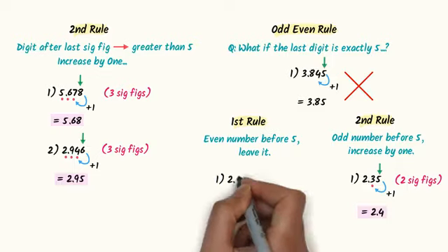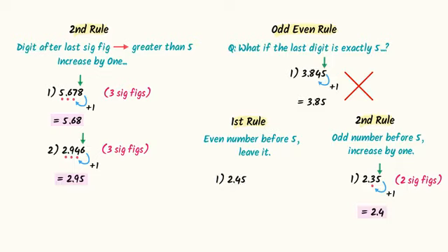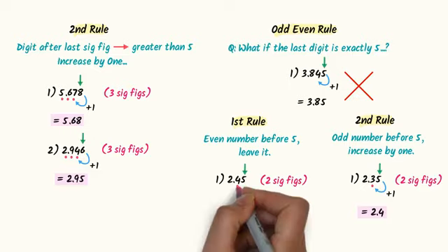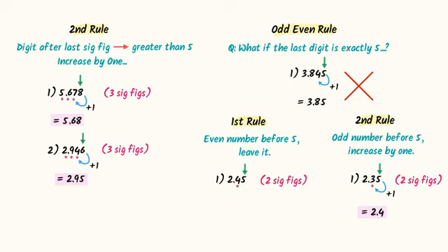Now consider 2.45 rounded to 2 significant figures. Step back from the 5. The digit before it is 4. Is 4 even or odd? It is even. So we do nothing. I mean 4 stays as 4. So the final answer is 2.4. Thus remember these 2 lines. If the digit before 5 is odd, go up by 1. If the digit before 5 is even, stay where you are.